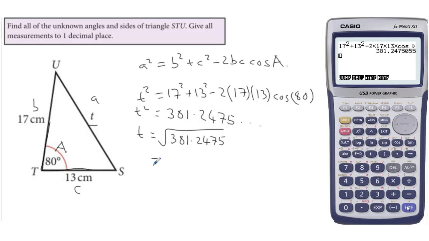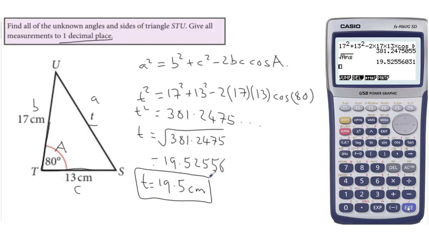So on your calculator, square root ANS, and that gives us 19.52556. So we would say to 1 decimal place, T equals 19.5 centimeters. Okay, so I'm going to put that on the diagram. Just look at the question. We've been asked to find all of the unknown angles, all of the unknown sides. So this is now 19.5 cm.